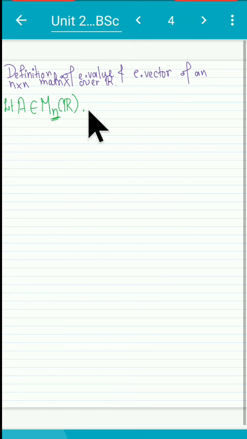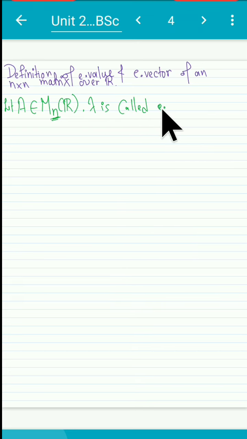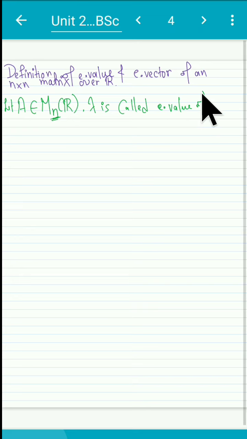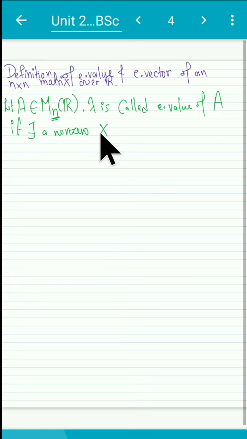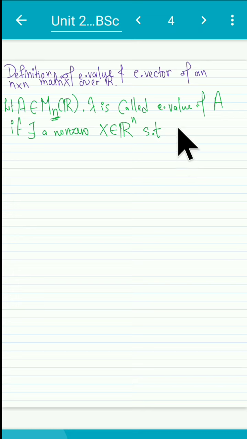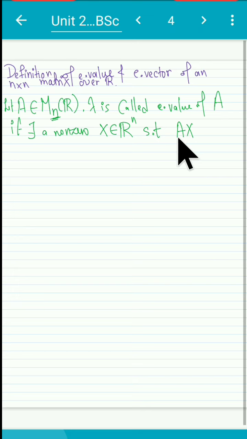So lambda is called an eigenvalue of A if there exists a non-zero x. Again it is similar, right? Again there exists a non-zero x. Now it will be inside what? It will be inside Rn such that Ax, meaning A into x, is nothing but lambda times x.